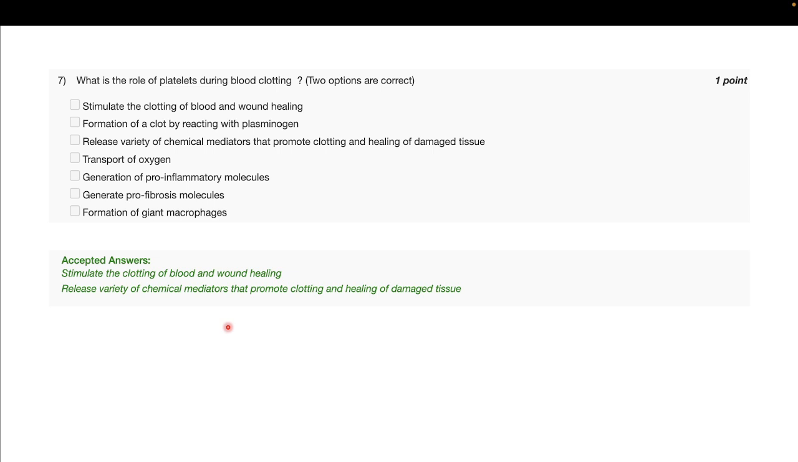They are very important for wound healing, and they release variety of chemical mediators that then promote clotting and healing of the damaged tissue. So rest of the things are not done by platelets. They don't help in formation of the clot. They actually help in resolving the clot. And then transport of oxygen, no, that is not the role of platelets. Generation of pro-inflammatory molecules or pro-fibrosis molecules or formation of giant macrophages, these are not the functions of platelets. They are only involved in wound healing. Clear? Okay, I'll move on towards the next question then.